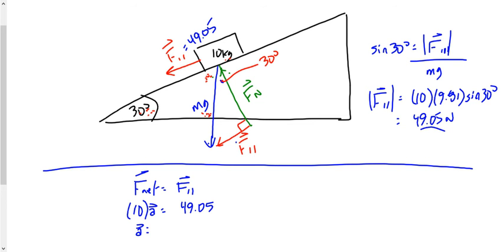I end up getting A is equal to 4.9 meters per second squared. And because I define down the hill as positive, that's a positive acceleration.